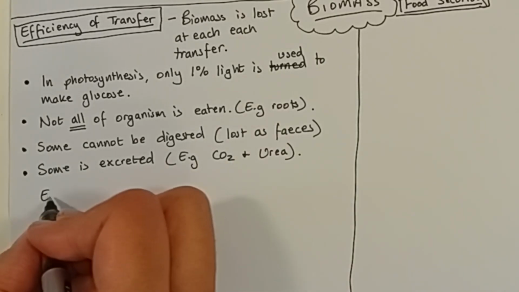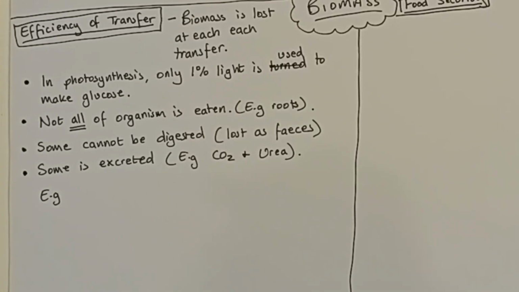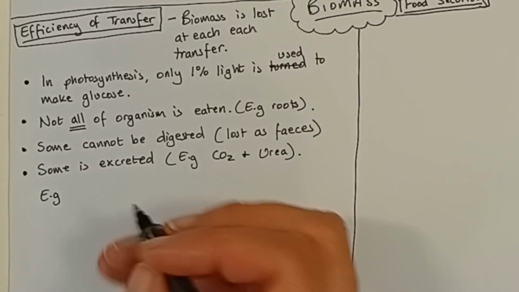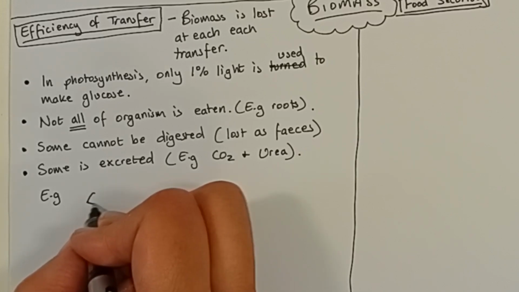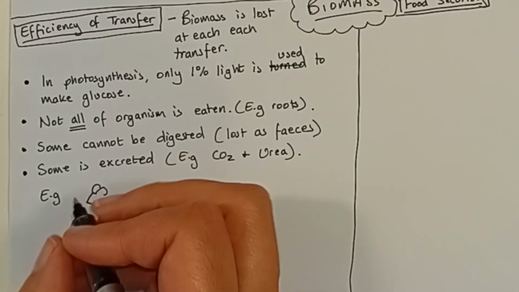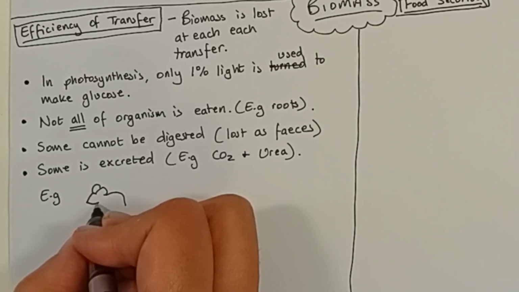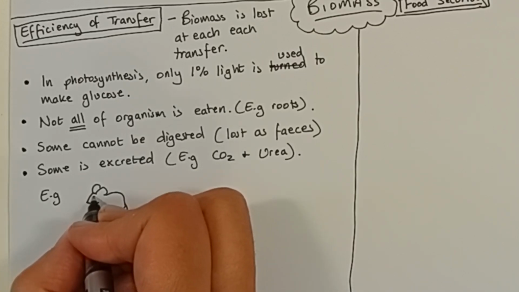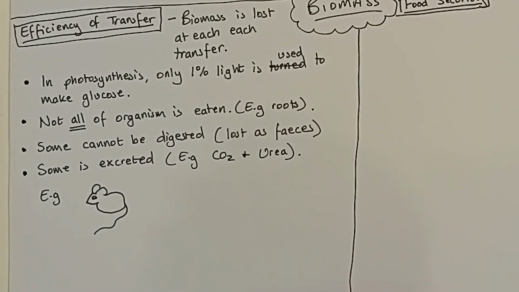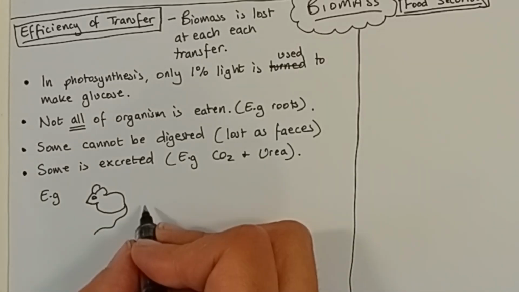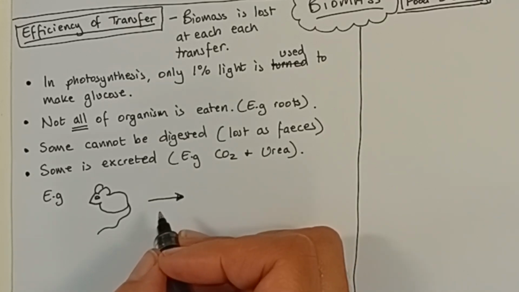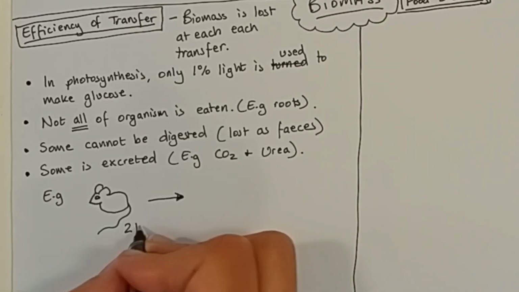So let's have a look at an example. So you could be given a food chain, you could be given a stage of a food chain, you could be asked to explain why all the biomass isn't passed on, why it's lost. So for example, let's pretend in a food chain, we've got mice as the primary consumers. And let's say that in a year, an owl eats 21 kilograms of mice.